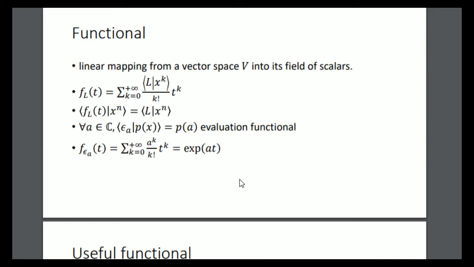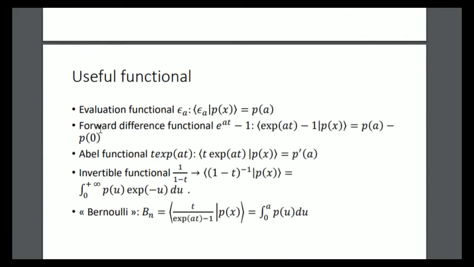There are some more useful functionals, like the forward difference functional, exponential at minus 1, defined such that if you apply it on p of x, you get p of a minus p of 0. The Abel functional, that is t times exponential at, that when you apply it on the polynomial p of x, you end up with p prime, so the derivative, applied in a.